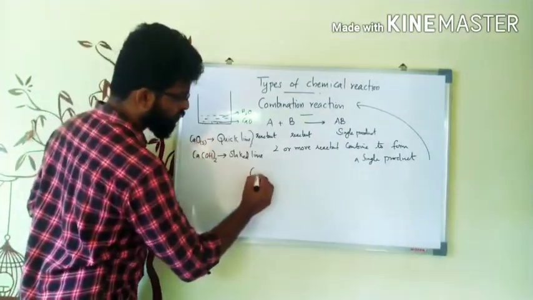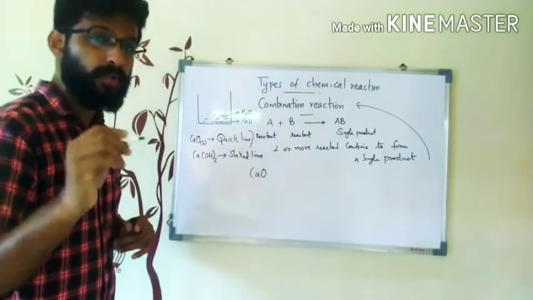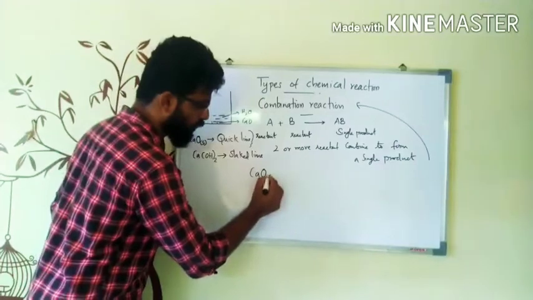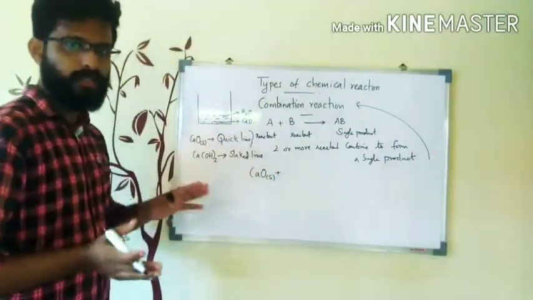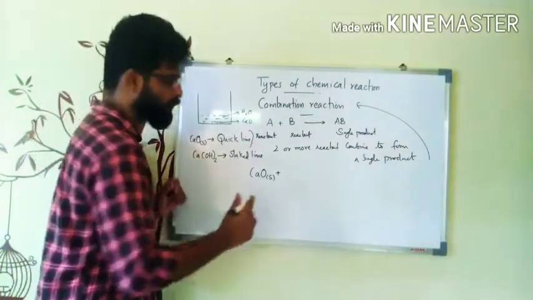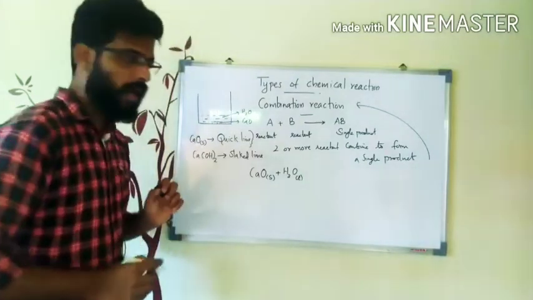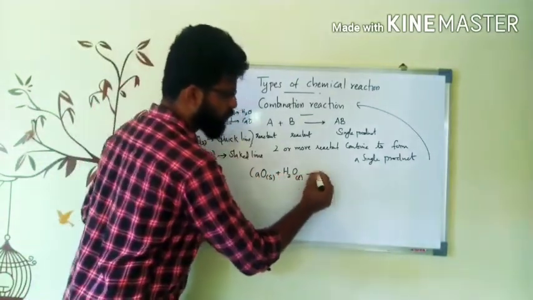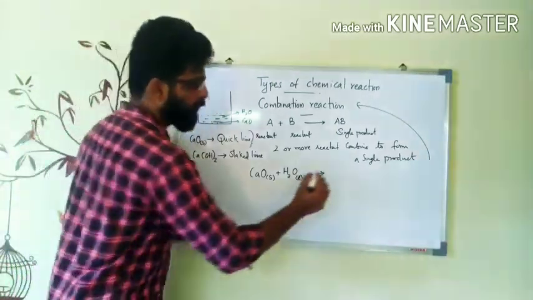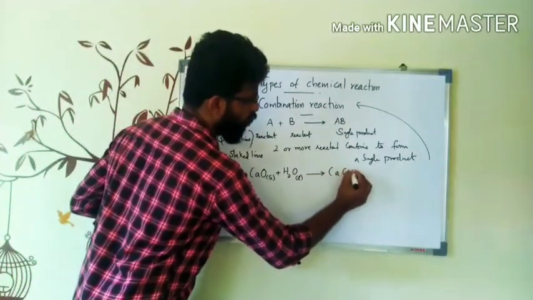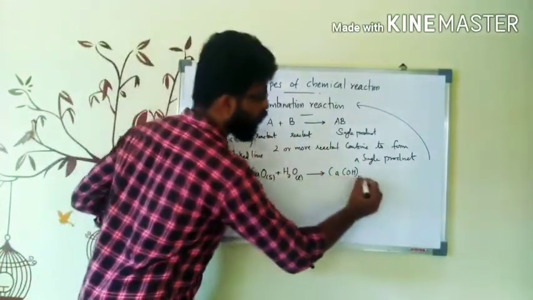I have taken calcium oxide. So what was the state of this calcium oxide? It was a solid state, a solid substance, so I am writing S here. Plus water. Already you know it is in liquid state, so we will be writing the letter L. So H2O (l). And when they combine, we get a product called calcium hydroxide, Ca(OH)2, and it is an aqueous solution.